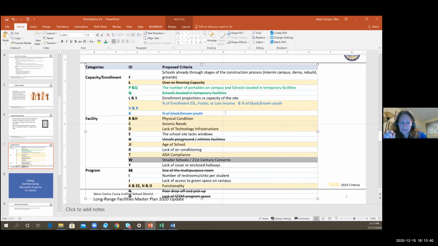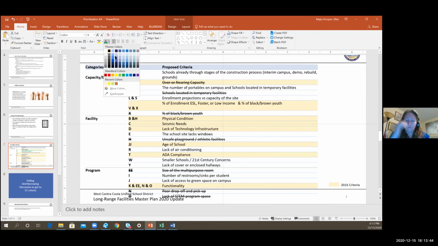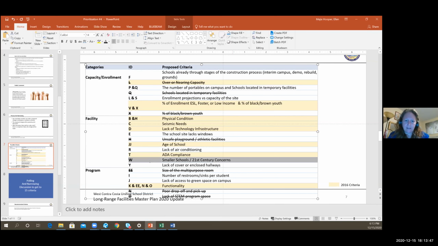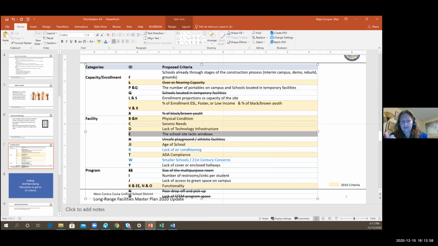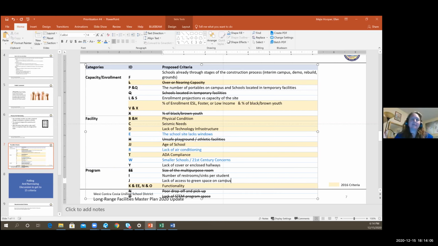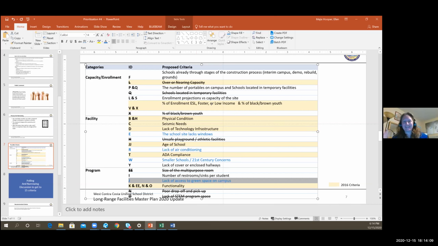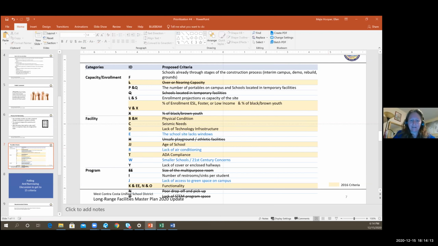But if we're talking about 21st century concerns, I was thinking some of the things we talked about last time would fit, perhaps lack of air conditioning, lack of windows, and lack of access to green space on campus. These were all things related to thinking about potential fires or COVID, having to have classes outside or inside, dealing with the potential issues we've been dealing with the last couple of years. So those three things I thought could be points on that, but I don't know exactly how measurable that is.